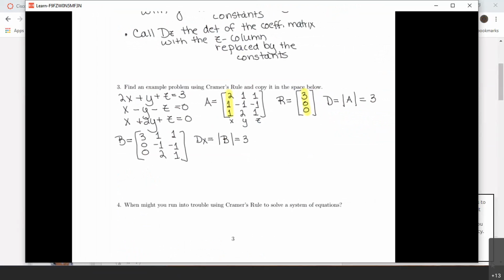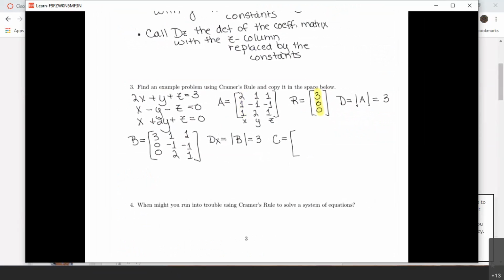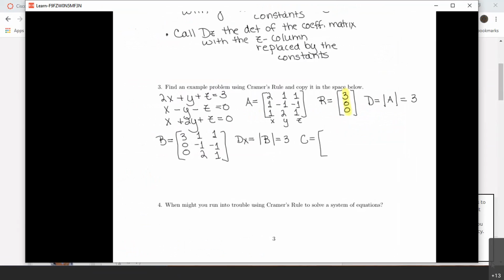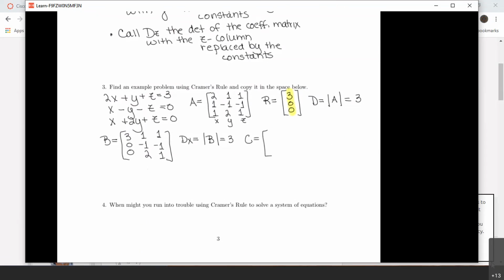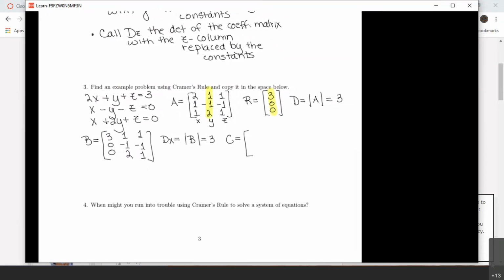Okay. Next, I'm going to build a matrix C to handle Y. Rather than replace the first column, I'm going to replace the second column with my constants. So make sure you copy the first column as it is, replace the second column with your constants, and copy the third column as it is. So there's your C matrix, and your D sub Y is going to be the determinant of C.